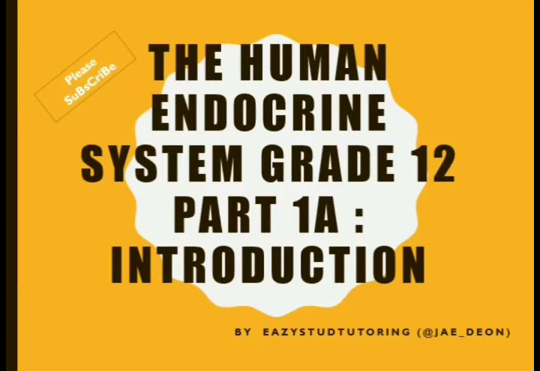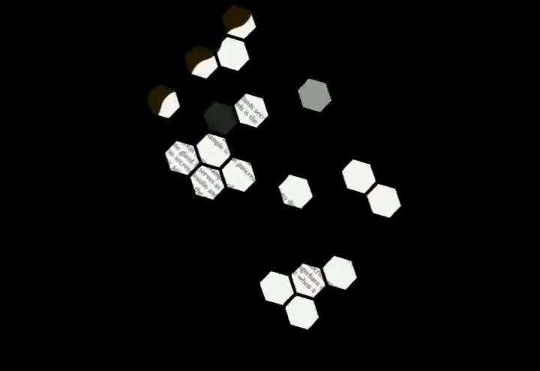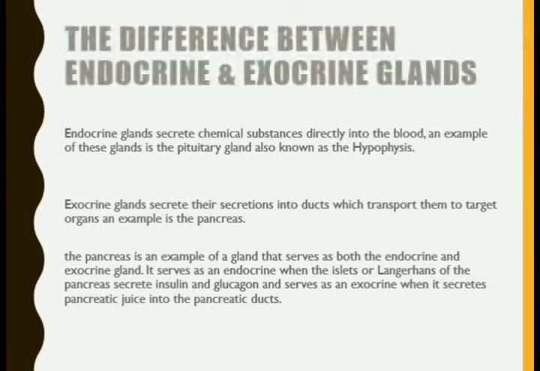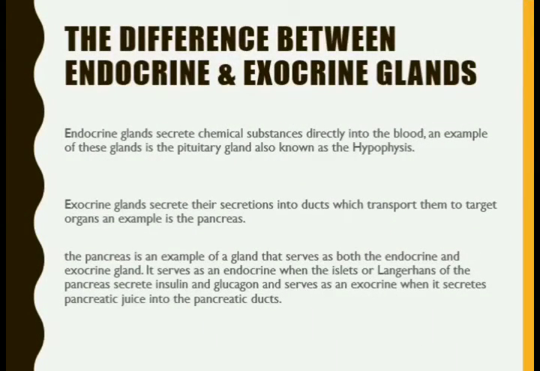Today's video is basically an introduction to the human endocrine system. We're going to start off with the main difference between the endocrine glands and the exocrine glands. Endocrine glands secrete chemical substances directly into the blood, and an example of these glands is the pituitary gland, also known as the hypophysis. Exocrine glands secrete chemical substances into ducts, which then transport these chemicals to target organs where they act. An example of these glands is the pancreas.